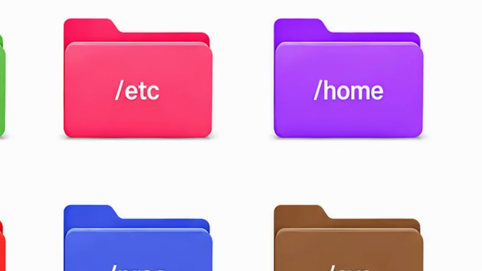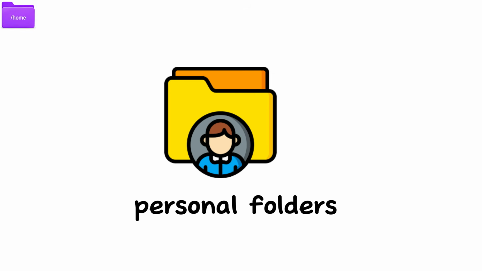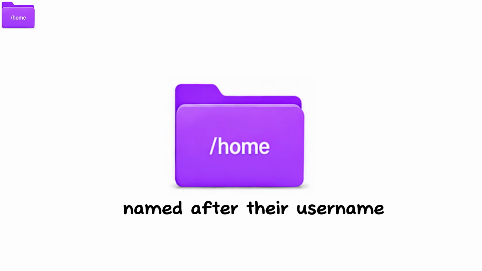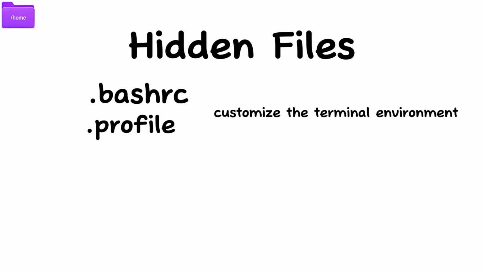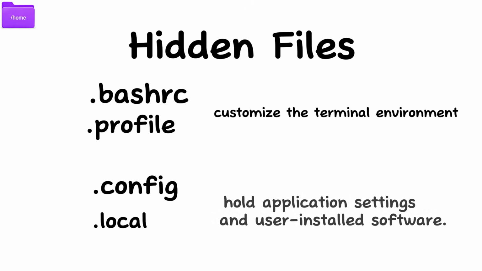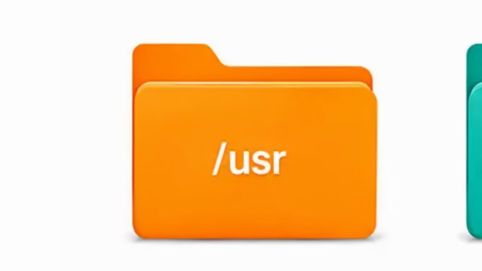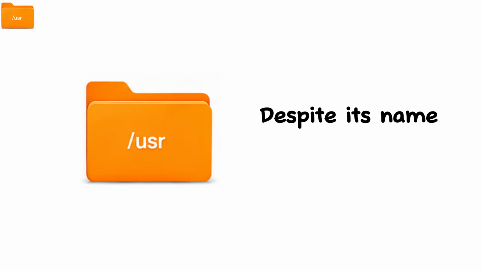Home directory. Every user receives a personal folder inside home, named after their username. This is where documents, downloads, settings, and personal files are stored. Hidden files like .bashrc and .profile customize the terminal environment, while folders like .config and .local hold application settings and user-installed software.